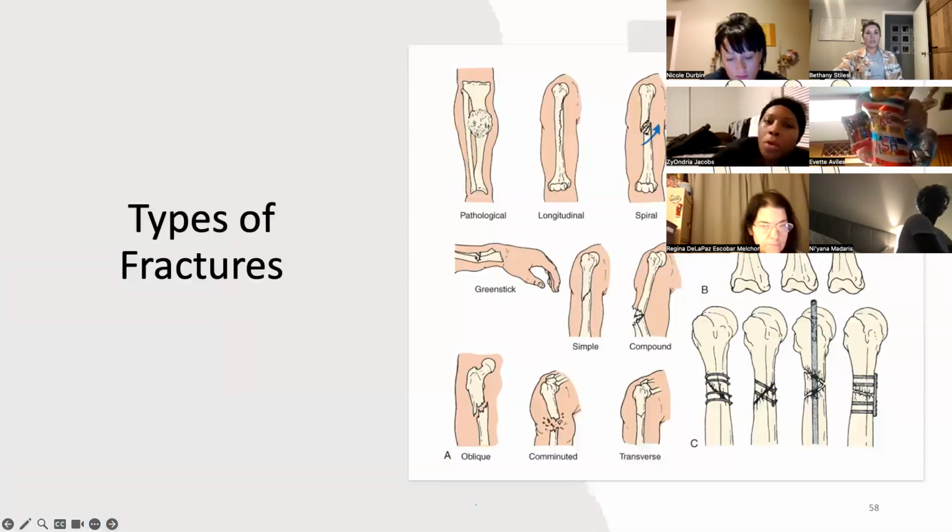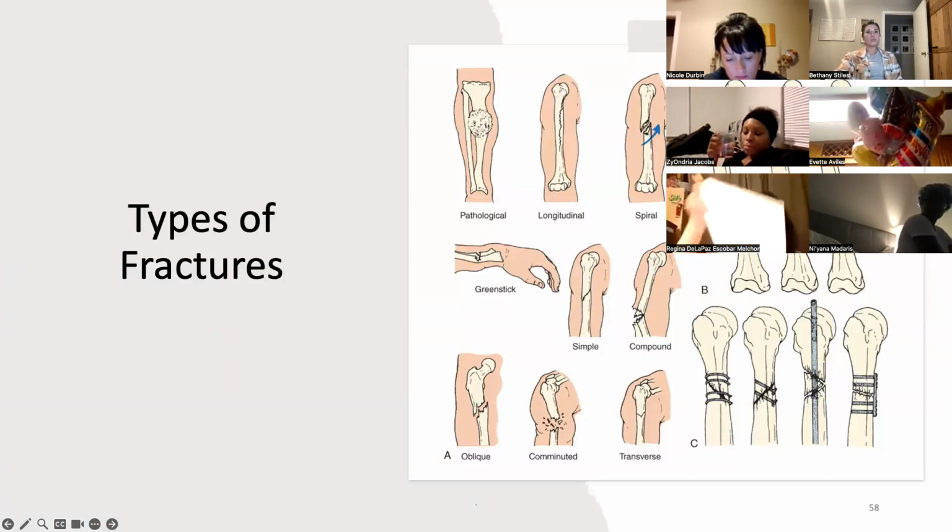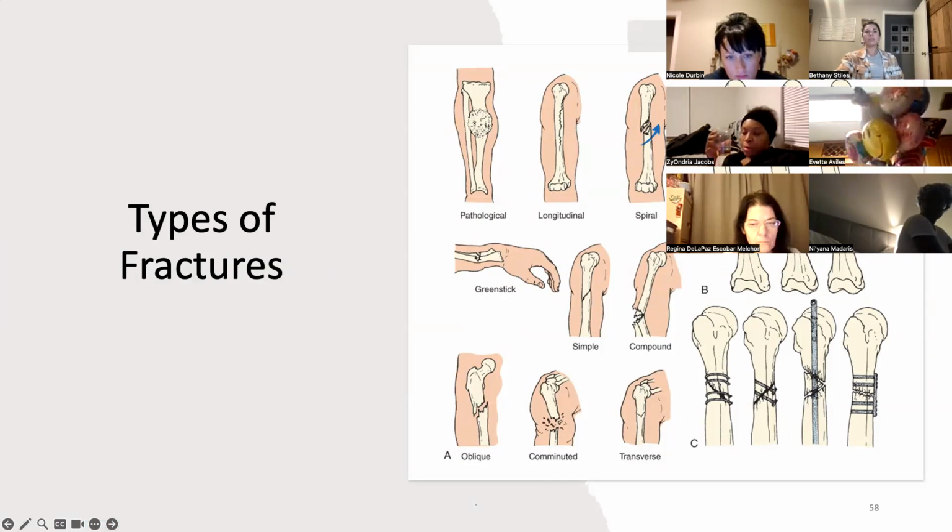This is just a visual of the types of fractures that we're going to cover. You will be responsible for being able to differentiate between the types of fractures. We're going to go over those here next.